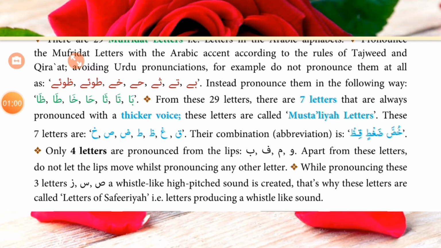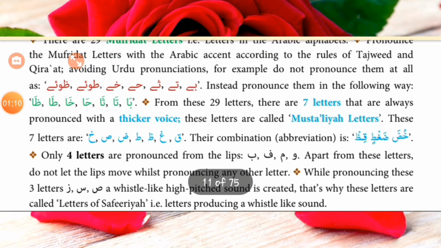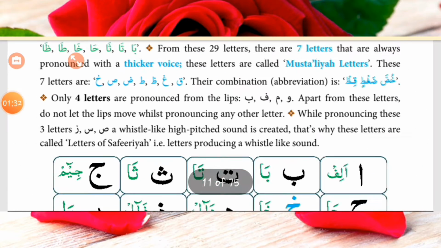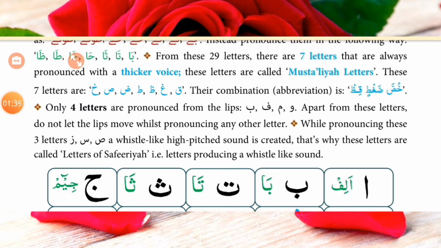They are always pronounced in a thicker voice. These letters are called Musta'aliya letters. So, Musta'aliya letters are those which are pronounced in a thicker voice. These are Qaf, Ghain, Kha, Ta, Dad, Zad, Kha. Okay, so there are only 4 letters which are pronounced from our lips.